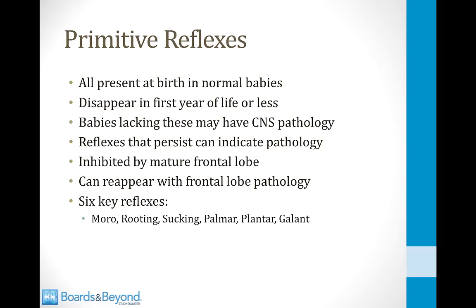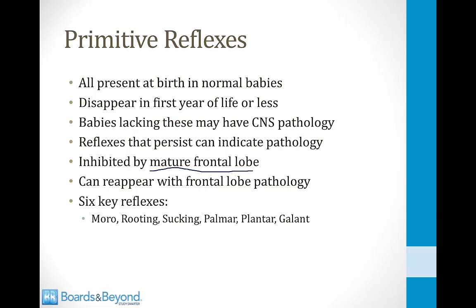There are a couple of what are called primitive reflexes that you should know. These are reflexes that are all present at birth in normal babies, but they go away within a year. Babies who don't have these can be sick, so that's why they're important. They're also important because pathology in adults can cause a reemergence of these reflexes. When your frontal lobe matures, it makes these reflexes go away. So patients who have frontal lobe pathology will see a reemergence of their primitive reflexes.